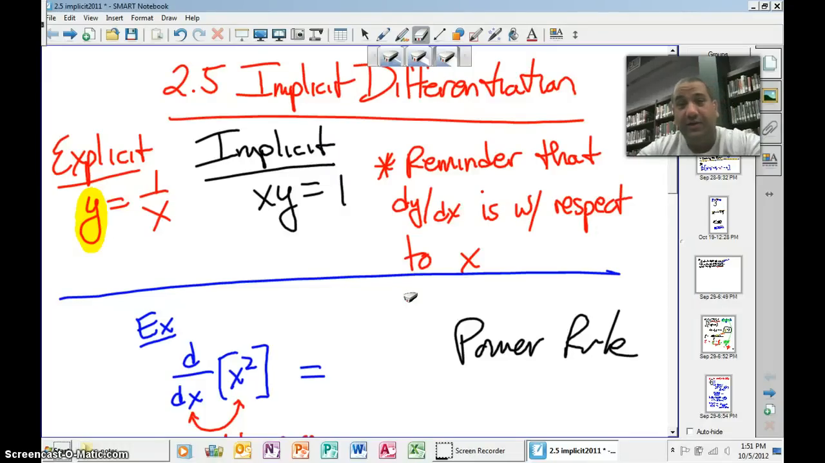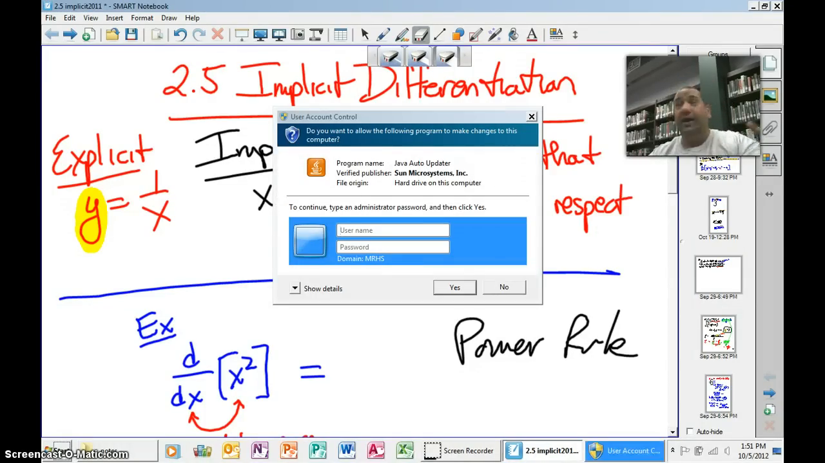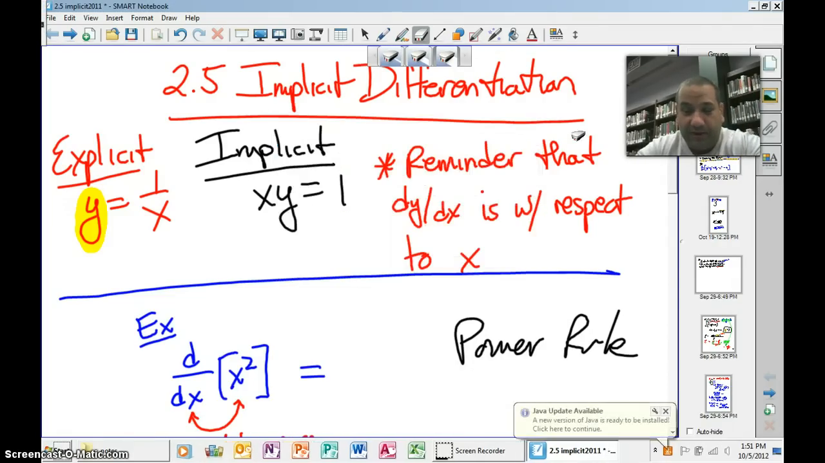All right, 2.5 is implicit differentiation. Once again, in the library at my house, or your library, it's up to you to decide. And let's get this Java thing out of here. Okay, now you can see the screen.